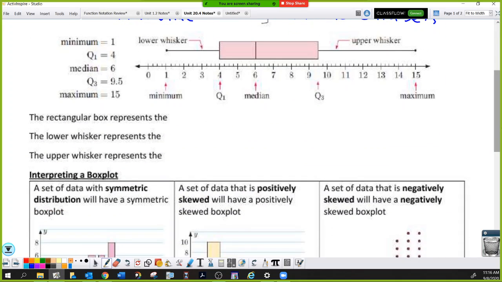The rectangle of the box represents the middle 50% of the data. The lower whisker, from the edge of the box to the minimum value, is the lowest 25%. So 25% of the data with the smallest values.